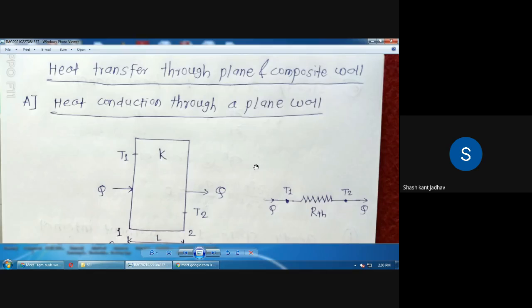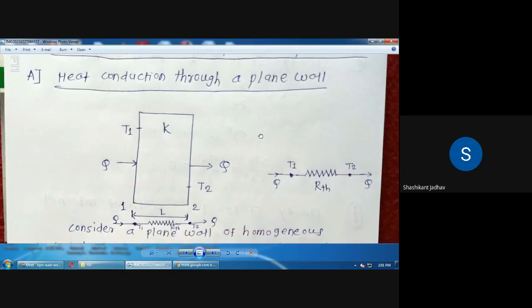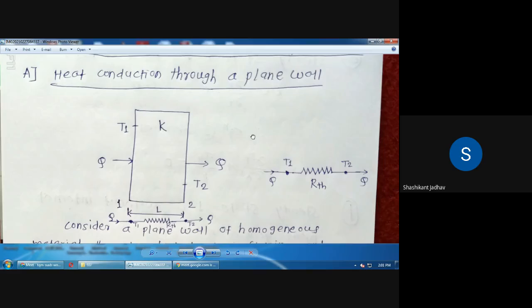So write down: A, heat conduction through a plane wall. Write down heat conduction through a plane wall. So draw this diagram of the plane wall. Okay, draw this diagram.